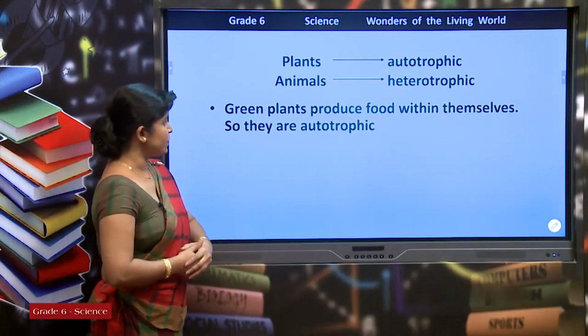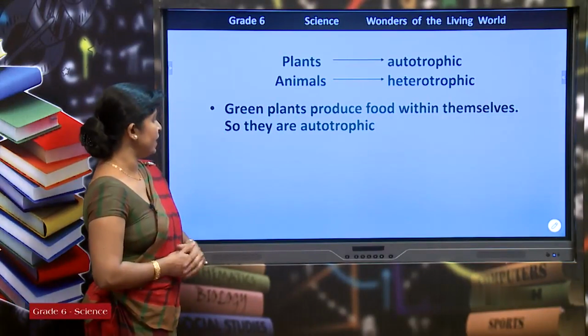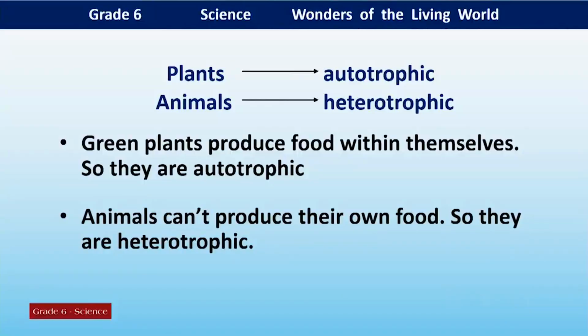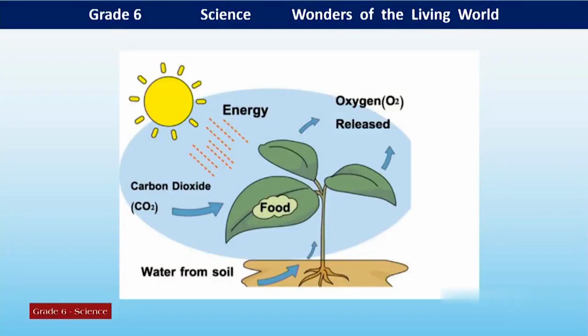Green plants produce food within themselves, so they are autotrophic. Animals can't produce their own food, so they are heterotrophic. Yes, a very important process. When we think about our environment, this process performs a great function. The function is providing food for the survival of the biosphere.